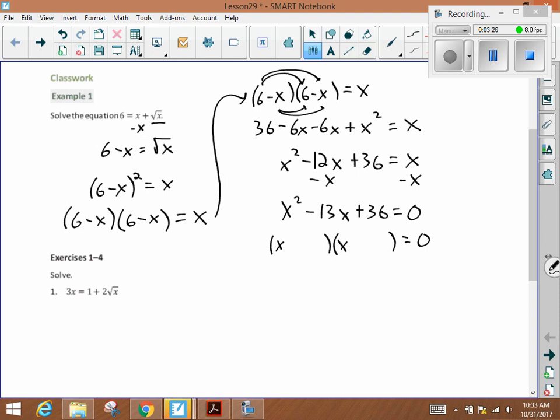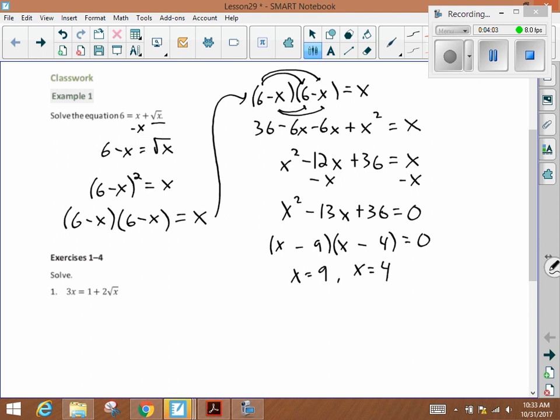So I need to think of two numbers. If I multiply them, I get positive 36, and if I add them, I get negative 13. I like 9 and 4. And then it looks like they're both going to have to be negative in order for them to add to negative 13. So negative 9 minus 4 is negative 13, and negative 9 times negative 4 is positive 36. So that means that my possible solutions are x equals 9 and x equals 4.